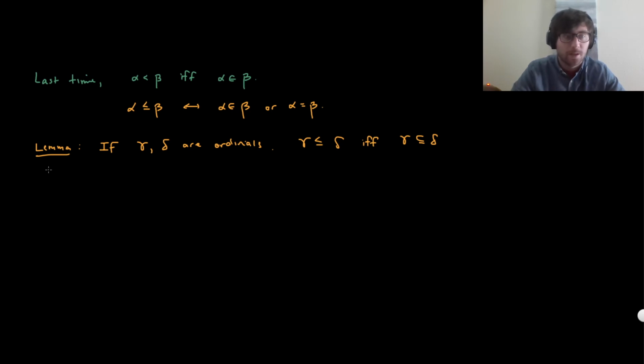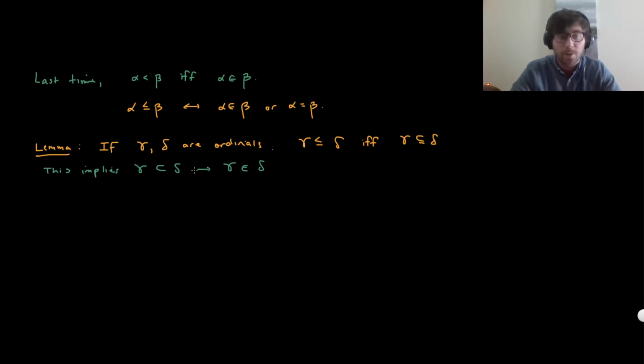One of the consequences of this is that if gamma was a proper subset of delta, then it's actually going to be the case that gamma is an element of delta.